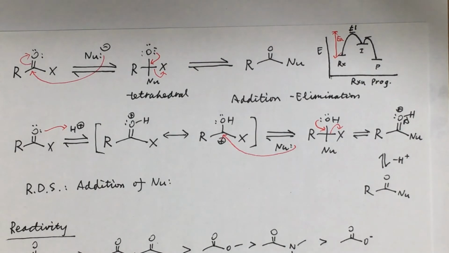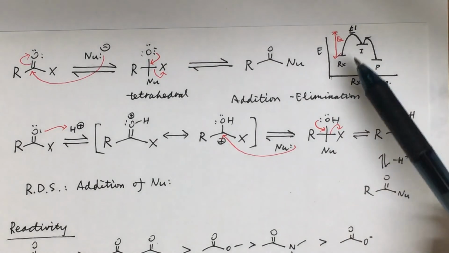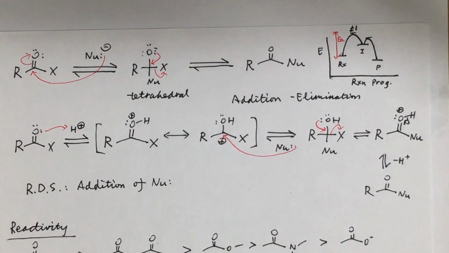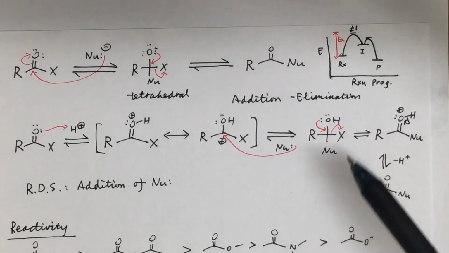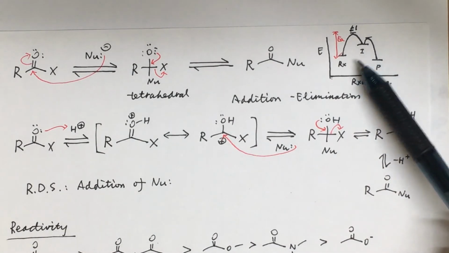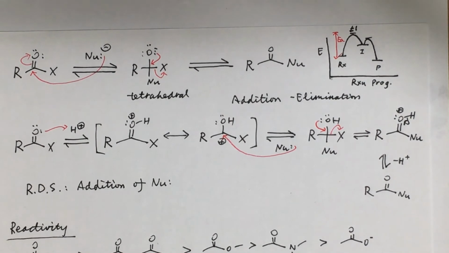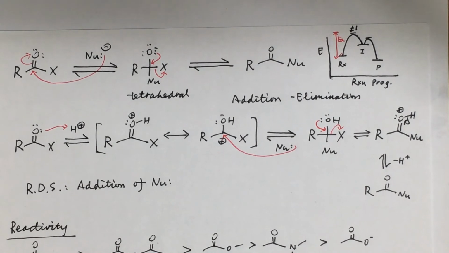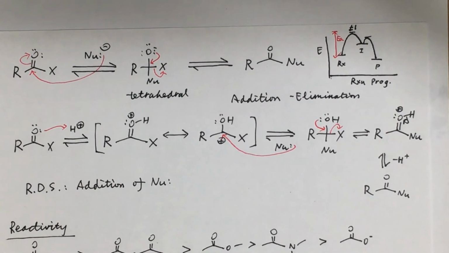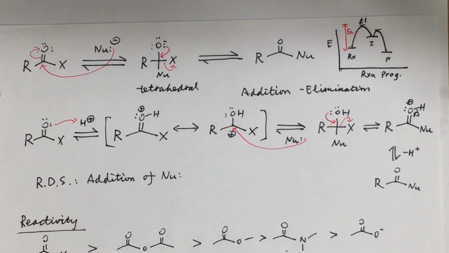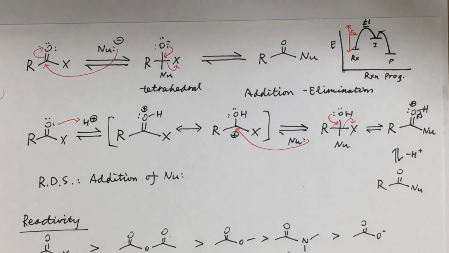But we know that based on Hammond's postulate, the transition state structurally resembles the reaction intermediate, and therefore if we focus on either the stability of the reaction intermediate or the stability of the reactants, we can get a better understanding about reactivity. Okay, so in this case, the stability of the starting material, the acids or acid derivatives, plays a very important role in determining the reactivity. Okay.